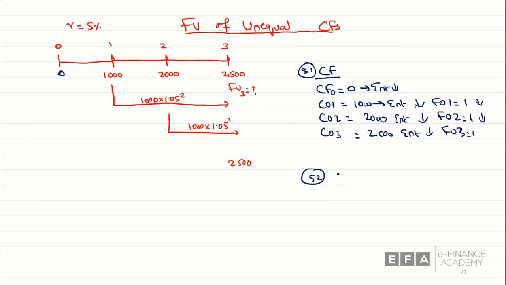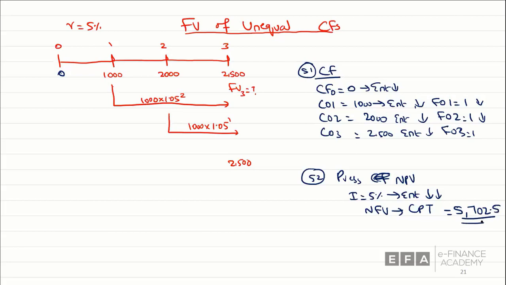Our step 2 would be you press CF, and when you press, you don't press CF, you press NPV. It asks you for interest, which is 5%. Make sure to press enter. Go down twice. When you see NFV, all you do is you simply press compute and you should get your answer. And the answer is 5,702.5. And if you add these 3 up, you should end up with the same answer, which is 5,702.5.